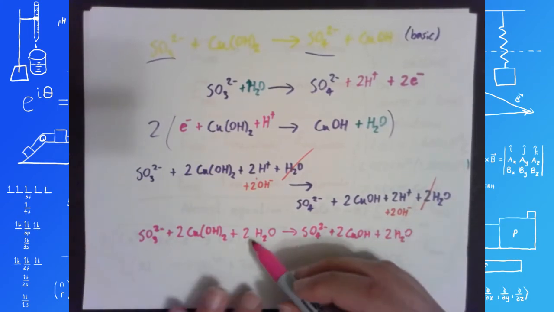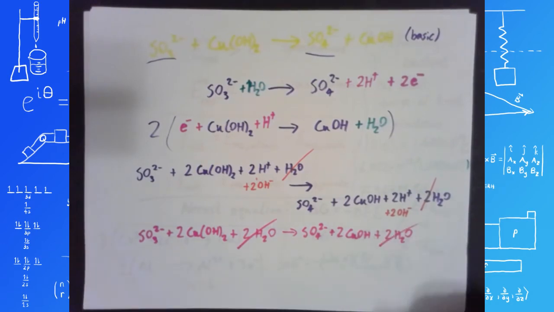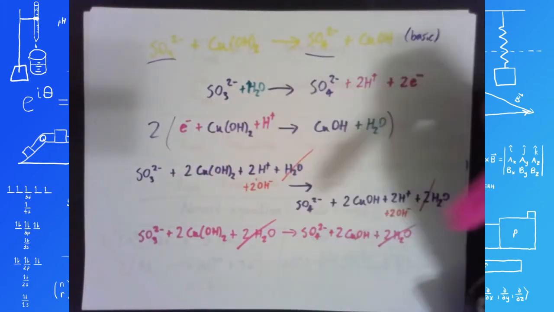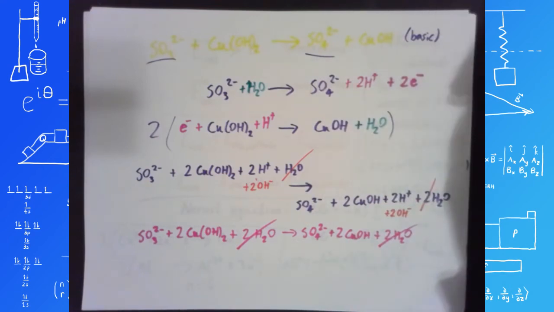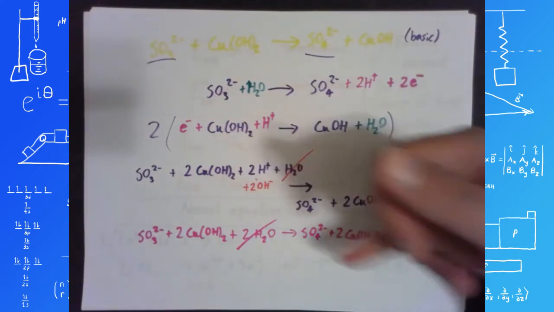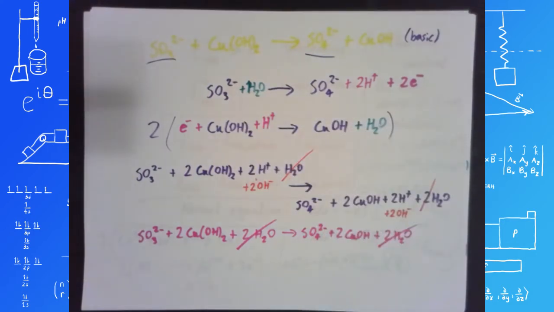In this case, you can remove 2 from here and 2 from here, and you're done. So your balanced redox reaction is sulfite plus 2 copper 2 hydroxide gives you sulfate plus 2 copper 1 hydroxide. And there you go. So that's balancing a redox equation under acidic and basic conditions. If it was acidic conditions, you would stop right before we added the hydroxides on both sides.